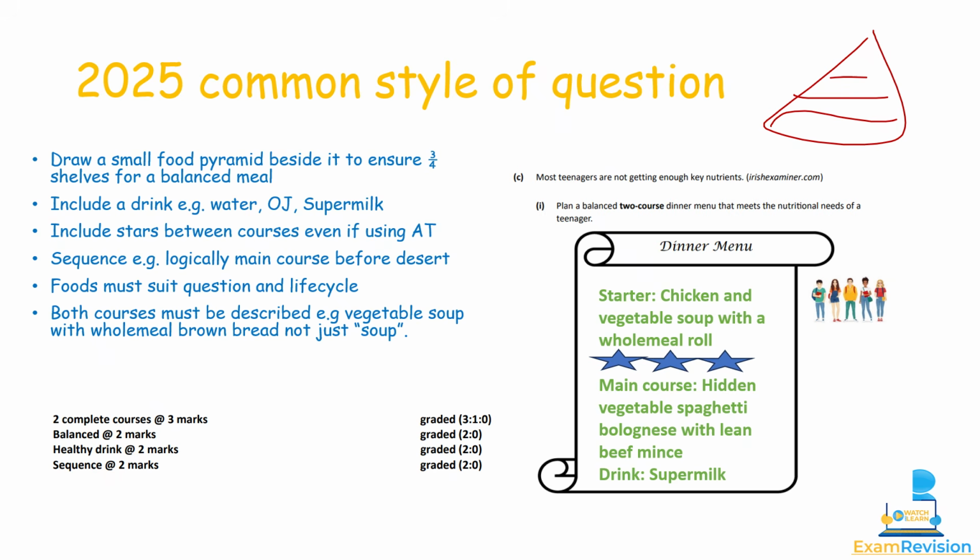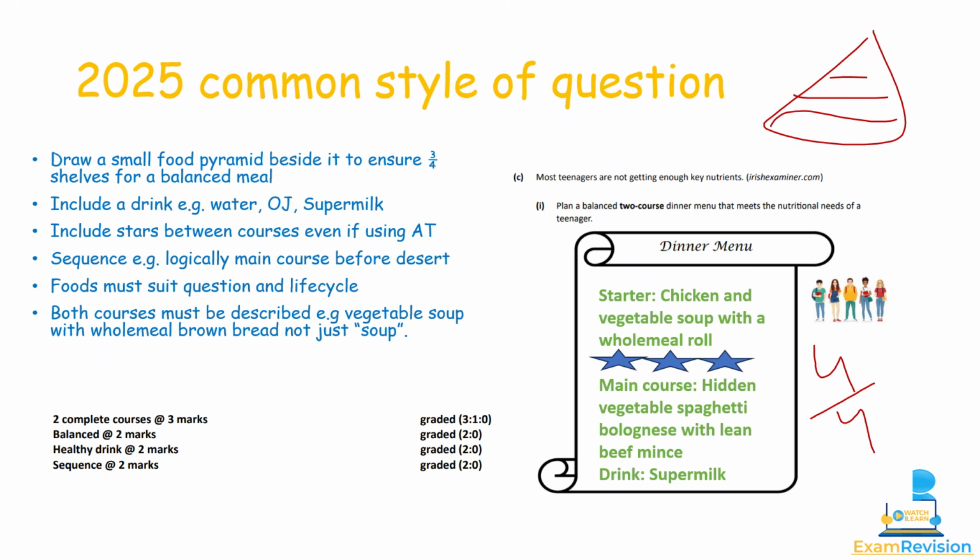So for example, I've chicken, I'll tick off my shelf that has meat. I have veg, I'll tick off my veg shelf. I have wholemeal roll, I'll tick off my wholemeal shelf. I have super milk, I'll tick off my dairy, and this automatically means that I have 4 out of 4 shelves, okay? Always include a drink, whether that's water, orange juice. Super milk is a really nice one to go with because it's fortified. It means it contains extra calcium, vitamin D.